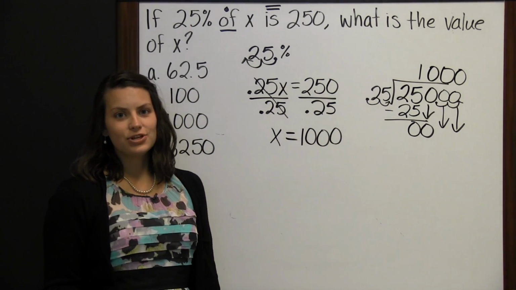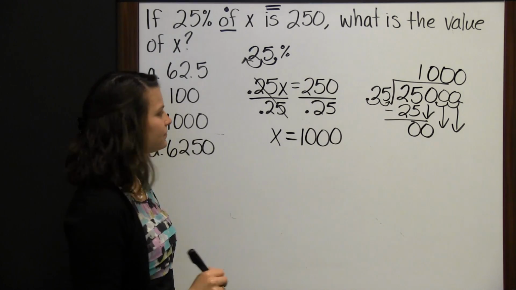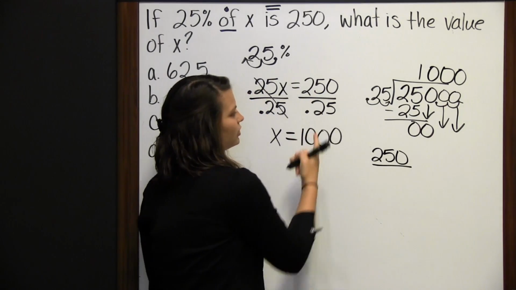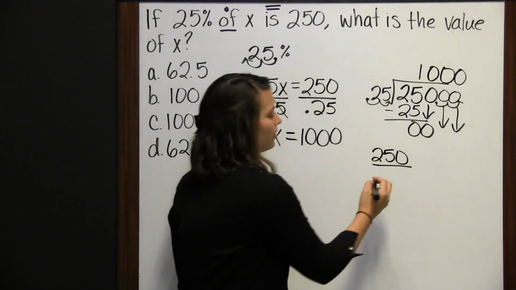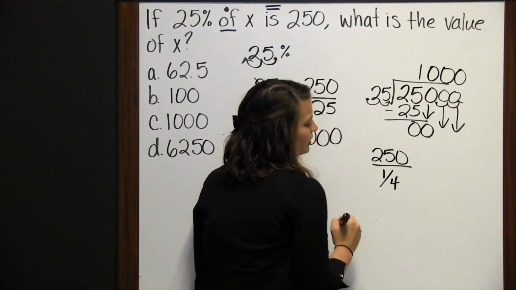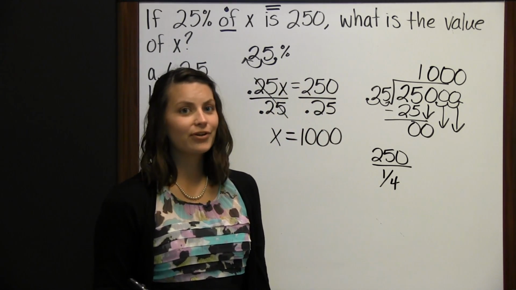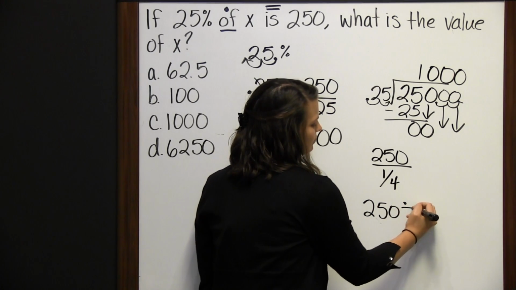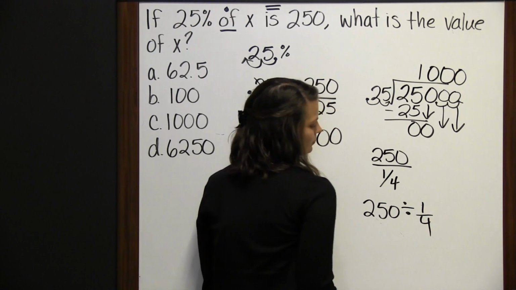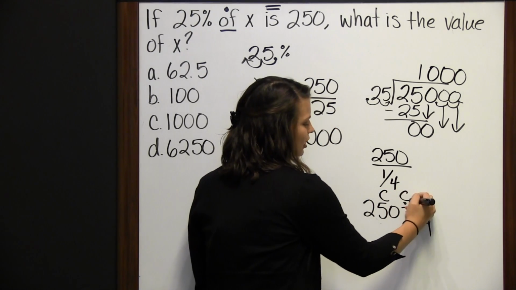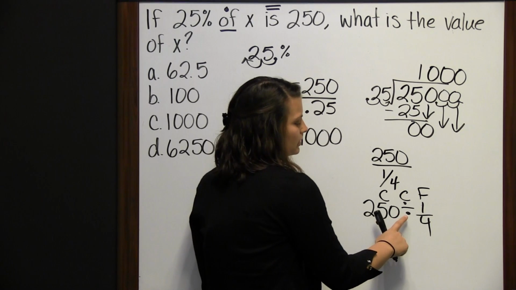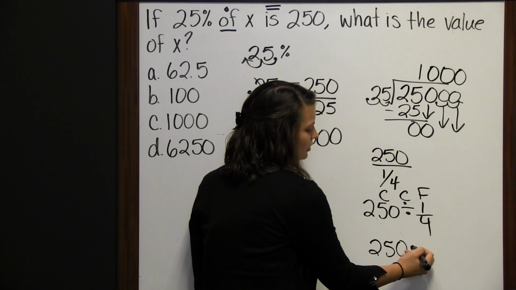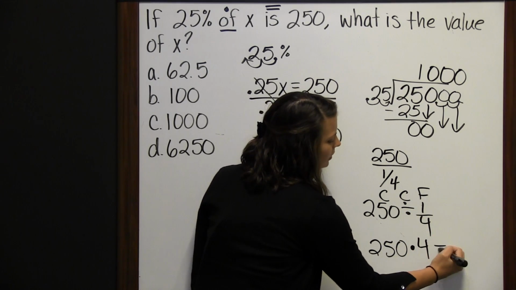Now, if that's a little confusing to you, you can do it one other way. So you can rewrite this as 250 divided by, and then 25 hundredths is 1/4. So it's 250 divided by 1/4, which still might look a little confusing, but we can even rewrite that to 250 divided by 1/4. And then we can copy, change, flip. We can copy 250, change division to multiplication, and flip 1/4 to be 4.